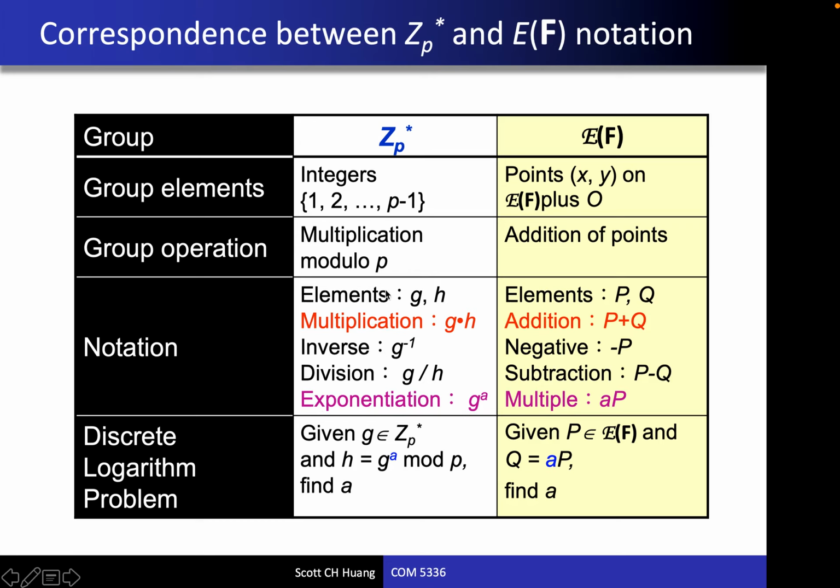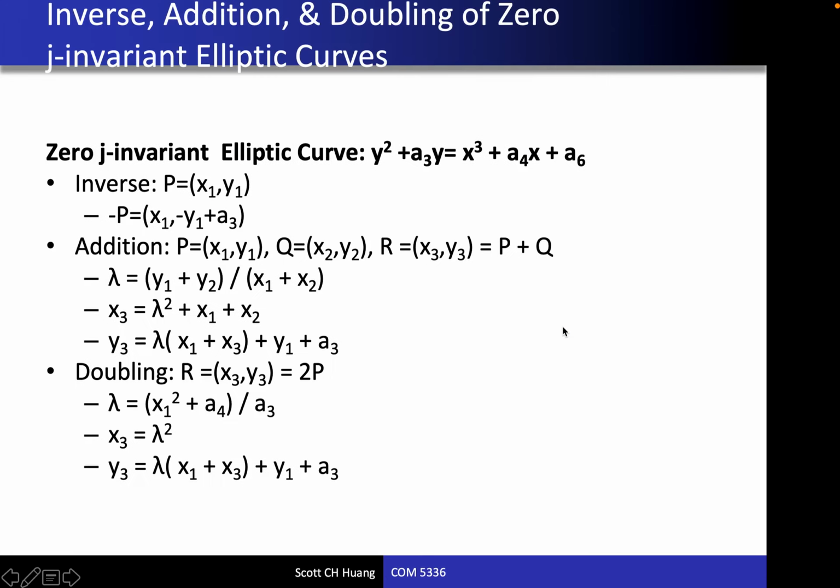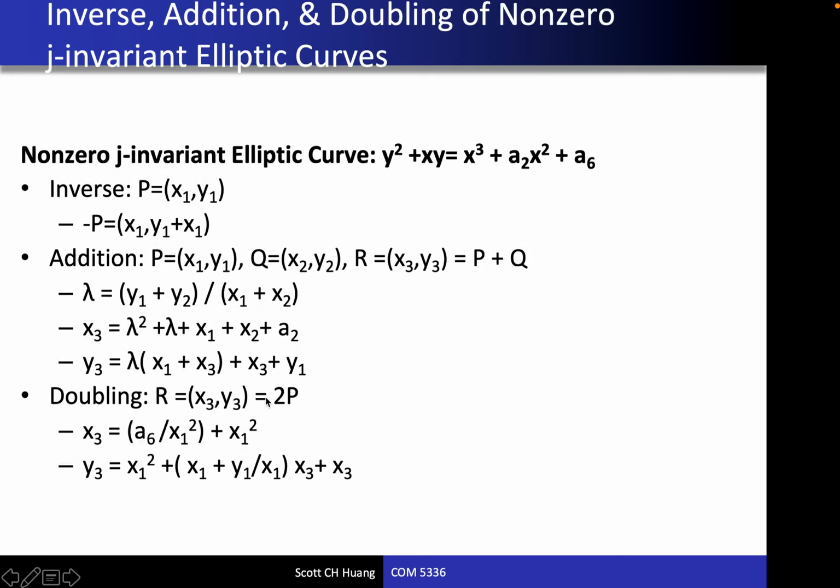So the notation looks like this: two elements G, H now become two points on the curve, P and Q. Multiplication G times H will become P plus Q. The inverse will become the negative, which means we use the inverse rule that gives you the negative of a point. Depending on what type of finite field you're using, they will correspond to different formulas.